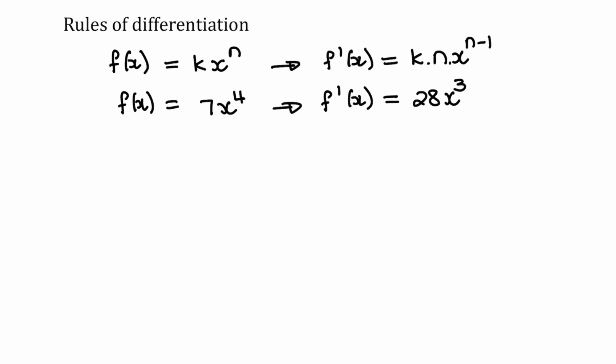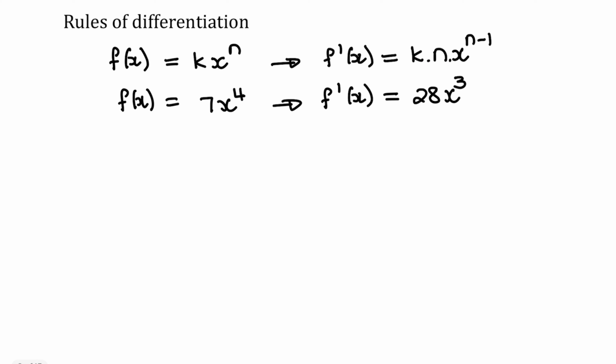So what I'm doing is I'm taking the exponent and multiplying the coefficient with the exponent. That's where the 28 comes from, so that's kn. And then I subtract 1 from the exponent, as you can see in our rule. So 4 minus 1 becomes 3. So that's our first rule of differentiation.